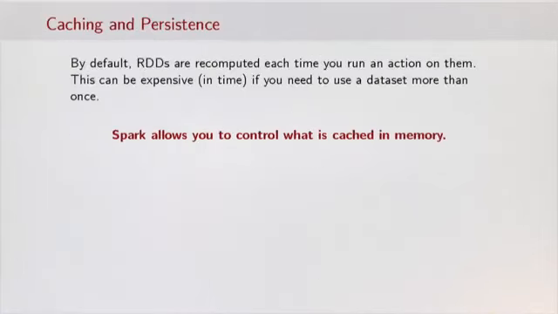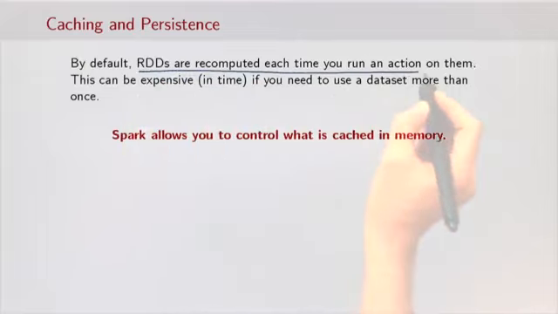So we see here a major consequence of the lazy semantics of these transformation operations. By default, RDDs are recomputed each time you run an action on them. That's something you can't forget about. And of course, as we just saw, especially in the case of an iterative algorithm, this can be very expensive in time if you need to use the data set again and again.